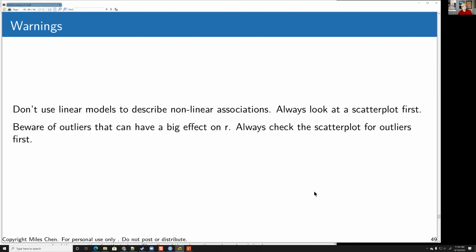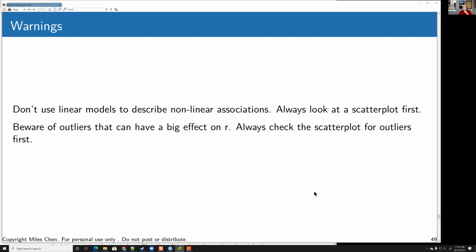So number one, don't use a linear model to describe a non-linear relationship. If you have something that looks like a U, or if it curves up, if it looks like it's taking off like an exponential, or if it's becoming steady, a linear equation where you're predicting a straight line is not going to do a good job. So you should always look at a scatter plot to say, hey, does this look like a straight line? And you go off of that.